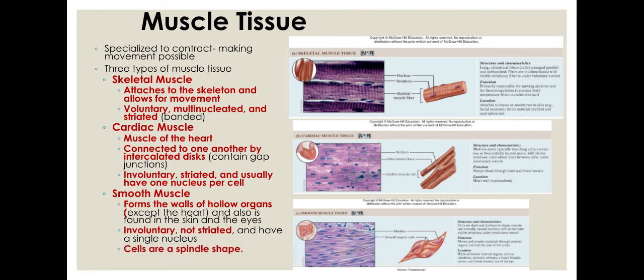Smooth muscle, that is going to be in the walls of hollow organs, except the heart. The heart has its own kind. And it's also found in the skin and in your eyes. Again, it's involuntary, but it is not striated. You don't see those ridges on it. And it does have just one nucleus per cell. And the cells have more of a spindle shape. So they're kind of pointy at one end, get fat, and then pointy at the other end. And again, we will talk so much more about muscles and muscle tissue when we talk about our muscular system in our lecture later on.